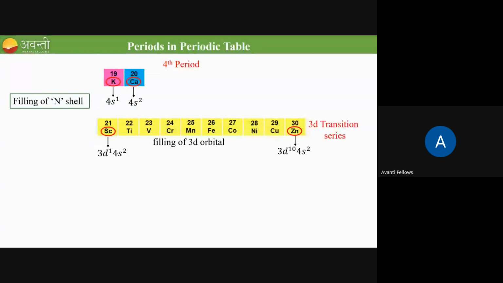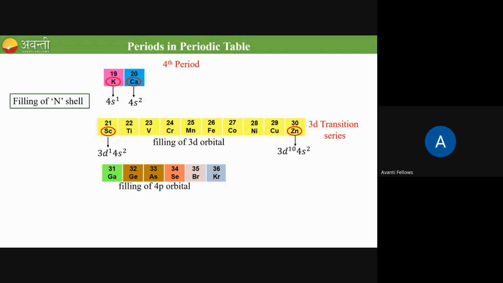They are also called the 3d transition series. Got it? So far what we have seen in the fourth period is the first 2 and next 10 elements. And some more elements are also going to be there in the fourth period. Those are these 6 elements from gallium till krypton. Here the filling of the 4p orbital takes place.